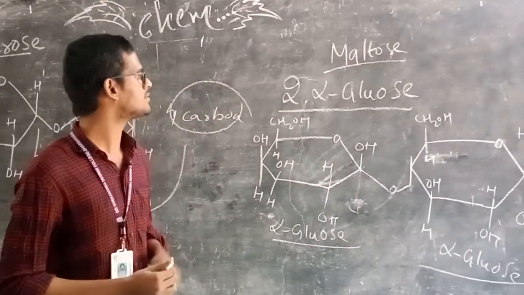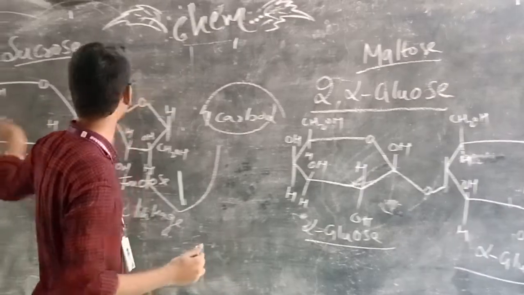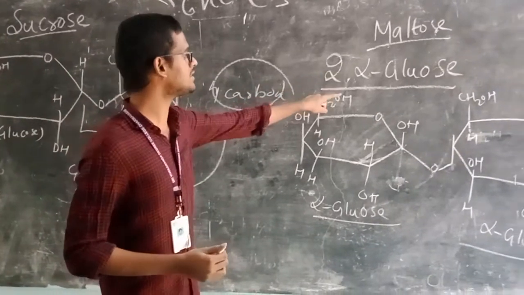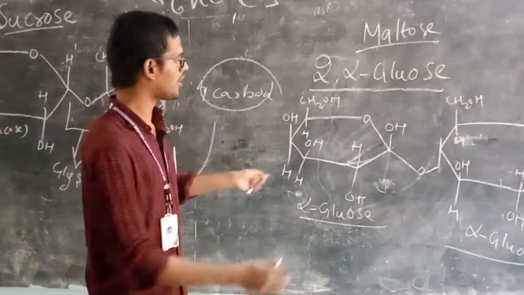It is also known as table sugar. This is a widely used sugar. This is a reducing sugar. Here bonding is taking place.